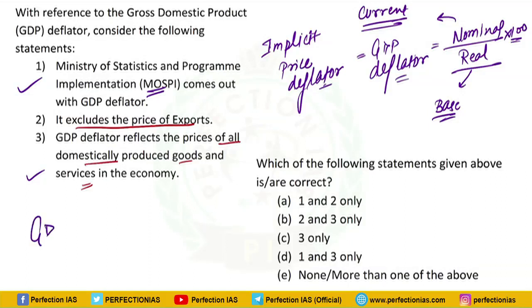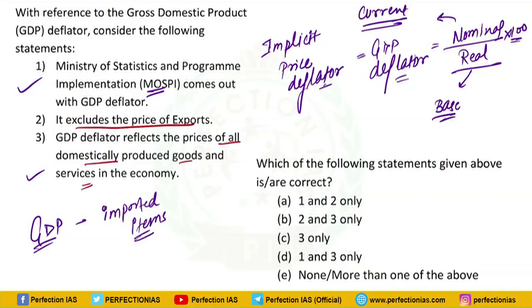However, GDP will not include the imported items. Imported items will not be considered. Why so? Because imported items are going to be part of the GDP of that particular country from where we have imported. So suppose if we have imported something from China, that will be part of the GDP of China, not of our GDP. So that is why imported items are not considered. GDP deflator will include the price of all these items.